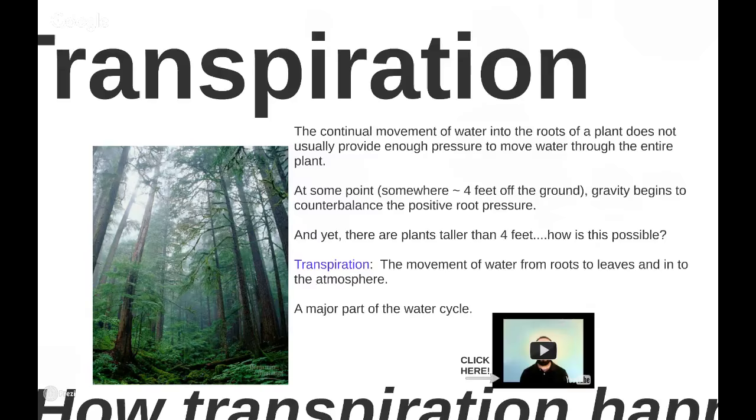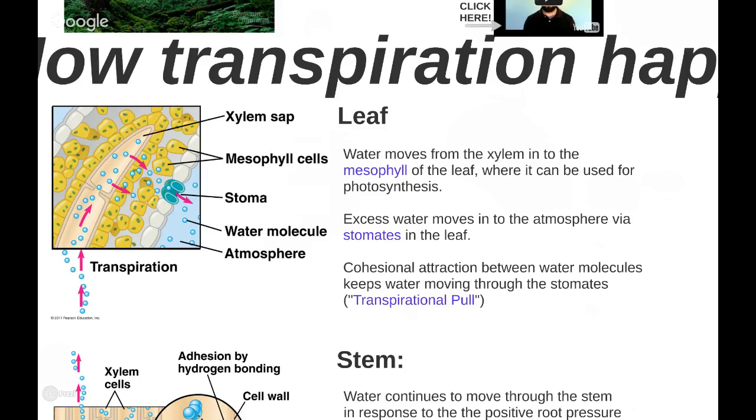So how does transpiration happen? Basically, it starts in the leaf, where water moves from the xylem to that spongy layer of the leaf where it can be used for photosynthesis. Excess water moves to the atmosphere via the stomates in the leaf, and this pulls water up the xylem. The cohesive attraction between water molecules keeps water moving through the stomate. So because we're constantly pulling water out of the stomata, that transpirational pull is what gets water up the plant.